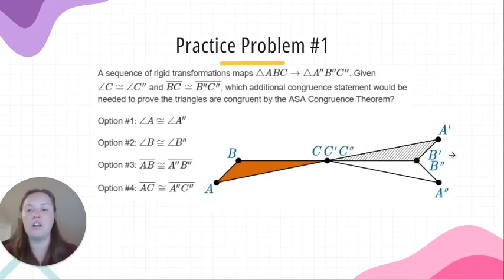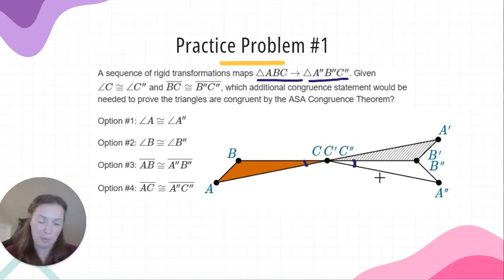Now, one thing you have seen a lot in all of these practice problems is a lot of words and a lot of transformations. So let's break this one down. We have a sequence of rigid transformations that maps A, B, C to A double prime, B double prime, C double prime. And they give us some information. They give us that angle C here is congruent to angle C double prime, which is this one here. This triangle right here, I know it might be hard to see, but this is A double prime, B double prime, C double prime.